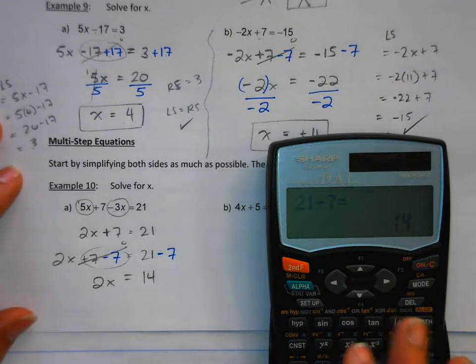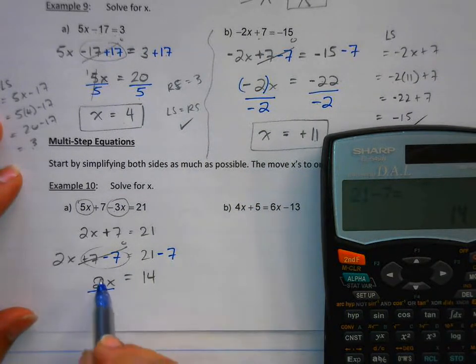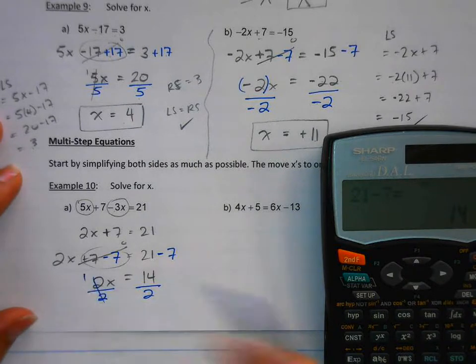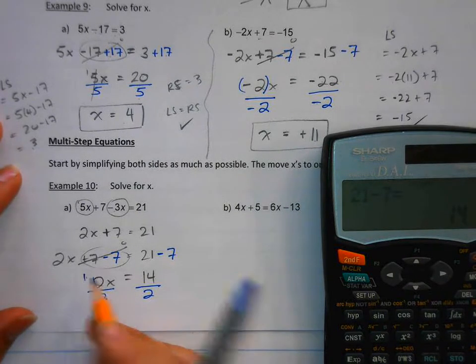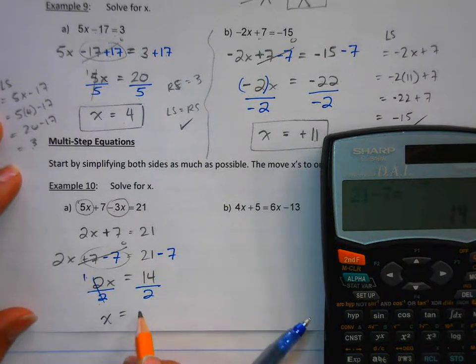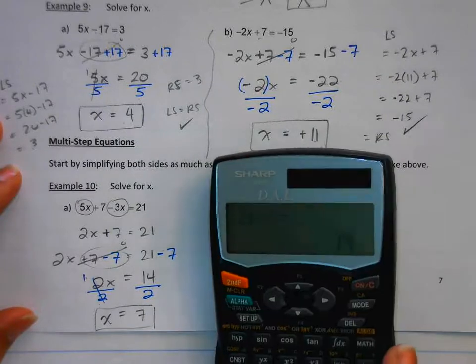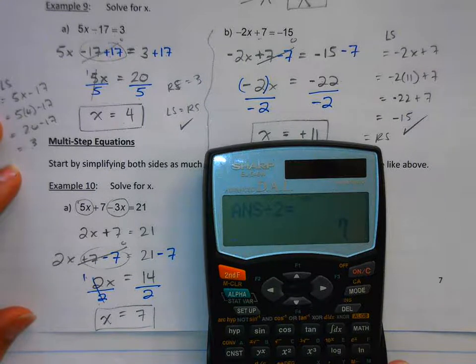And now here I look at this and think, I have a 2. I have to do the opposite. That's multiplying. So I'm going to divide, and I'm going to do it on both sides. So here I'm left with just x, because 2 divided by 2 is 1, and 14 divided by 2 is 7. And if you keep your calculator close by, I actually have the 14 on there, just divide by 2. You can see you get 7.